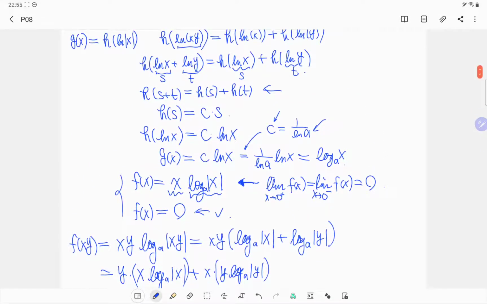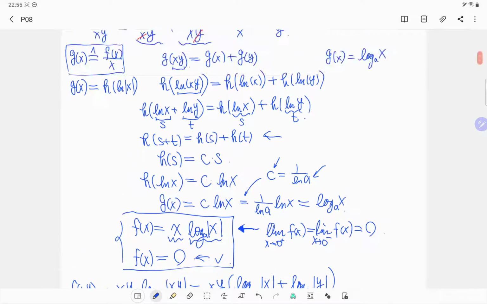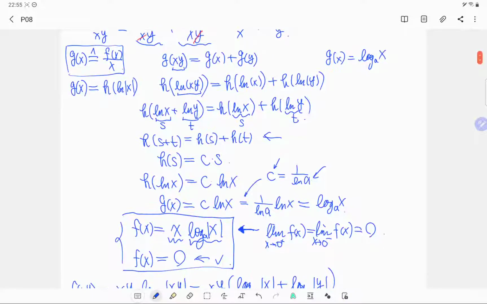So finally, whether you agree this f of x is defined or not, we may say that these two are the solutions of this functional equation. And this is the end of this video.